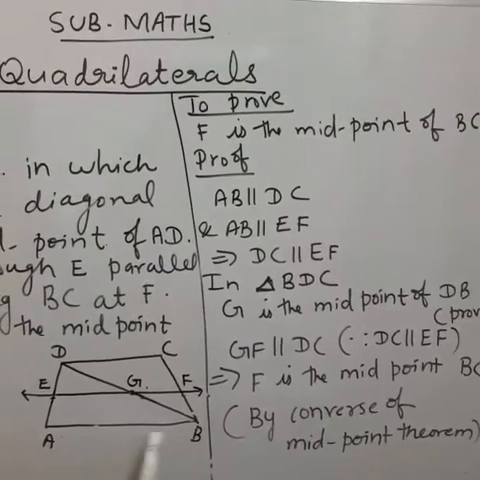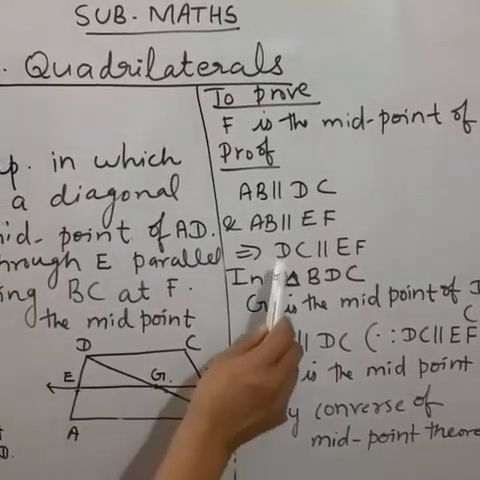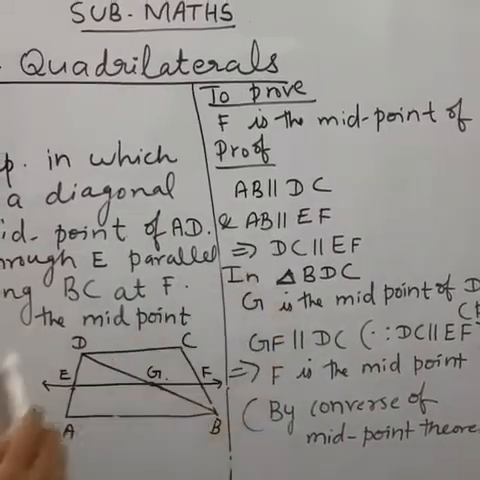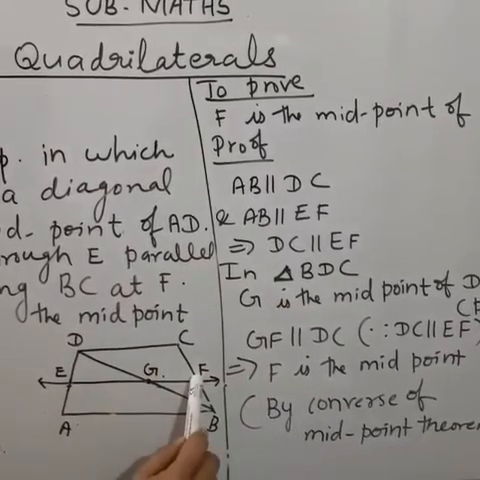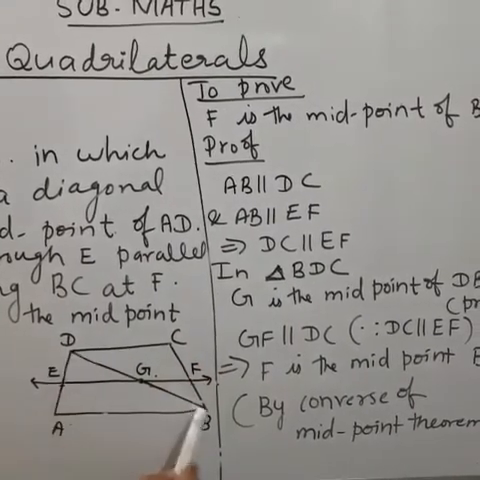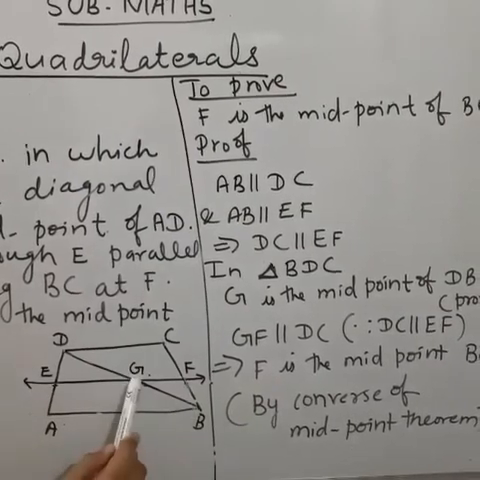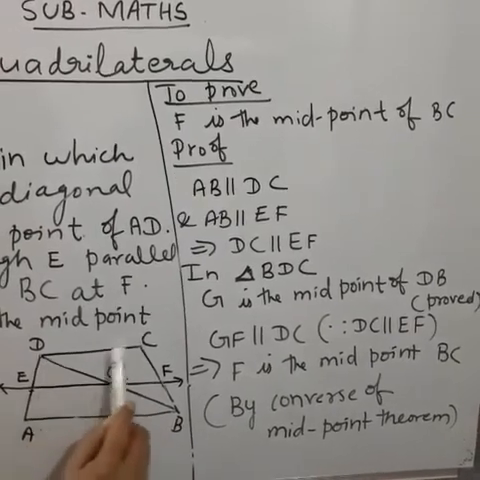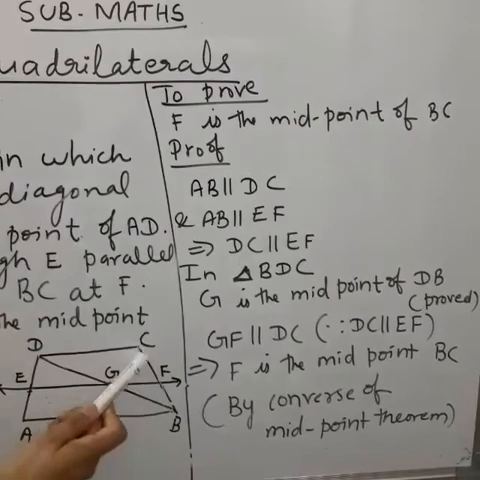Now it is given that AB parallel to DC and AB parallel to EF. That means DC is also parallel to EF. The lines parallel to the same line are parallel to each other. So we have proved DC parallel to EF. Now in triangle BDC, G is the midpoint of BD, which we have proved, and GF parallel to DC since EF parallel to DC. So by converse of midpoint theorem, F is the midpoint of BC.